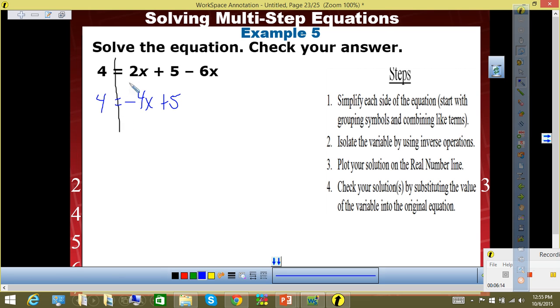Okay. I heard she combined like terms. She combined 2x and negative 6x. Is that correct? Okay. Pass it to someone. Who? Francisco. Next.